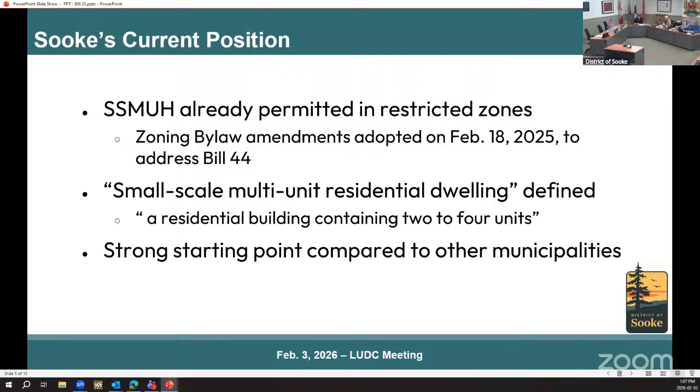The district is currently in a relatively strong position compared to other municipalities. The zoning bylaw already permits small-scale multi-unit residential dwelling, defined as a residential building containing 2 to 4 units in previously restricted zones. This means that at a high level, Sooke has already moved in the direction intended by provincial SMU legislation with its zoning bylaw update in February last year to address Bill 44. Sooke did not intentionally make achieving the 4 units through indirect means.